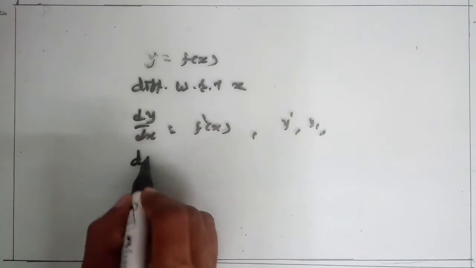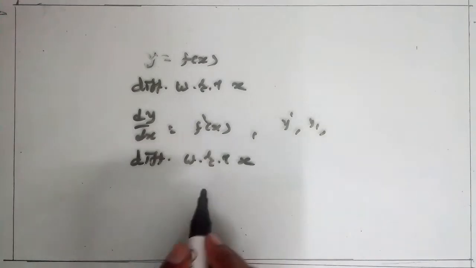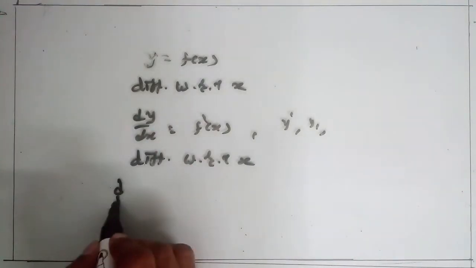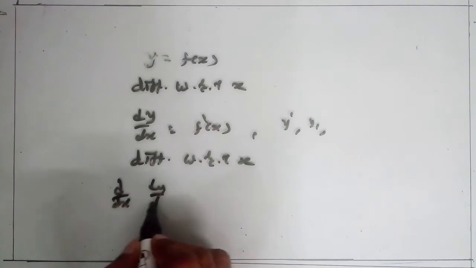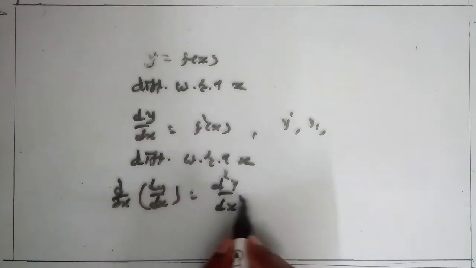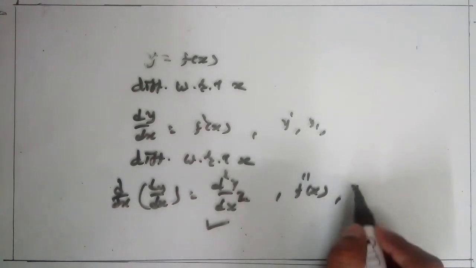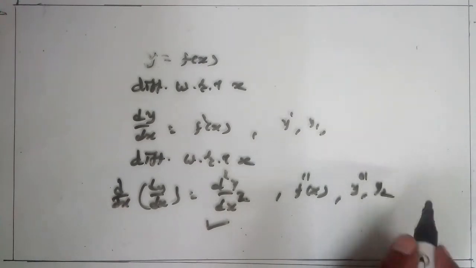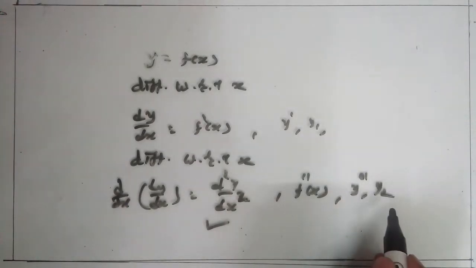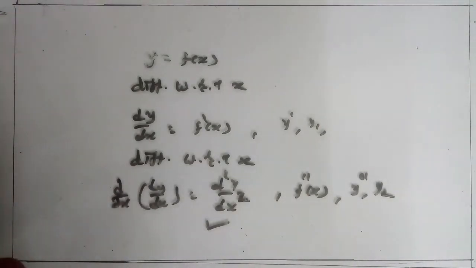Now differentiate the given term with respect to x a second time. Then we get d/dx of dy/dx, and this becomes d²y/dx². This is the second order derivative. Clear? Or f''(x), second order derivative, or y'' or y2. All are symbols for second order derivative. Clear? Now here we solve questions of exercise 5.7.